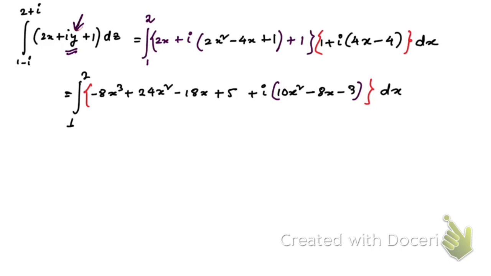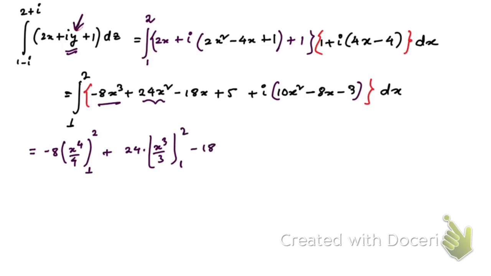Now you see, if you integrate this, first this one, then you're going to have 8 into x to the power 4 by 4, and we are integrating it from 1 to 2. Then the next term, if you integrate this, you're going to have 24 into x to the power 3 by 3, integrated from 1 to 2, then minus 18 into x square by 2, again from 1 to 2. Then 5 into dx, that's going to be 5x, and we are again integrating it from 1 to 2.